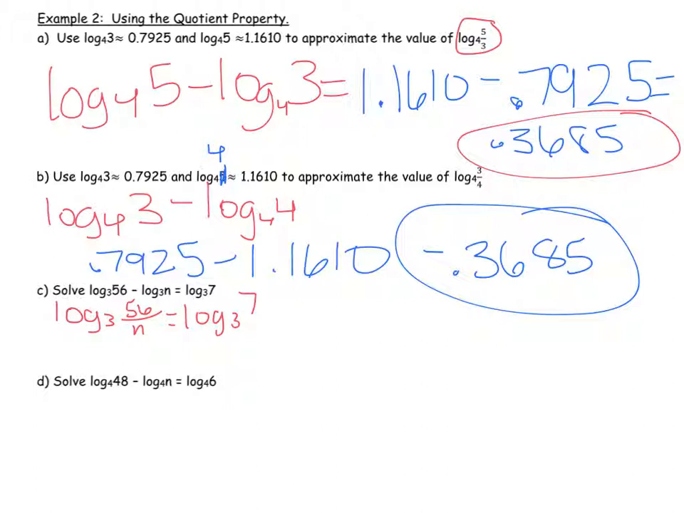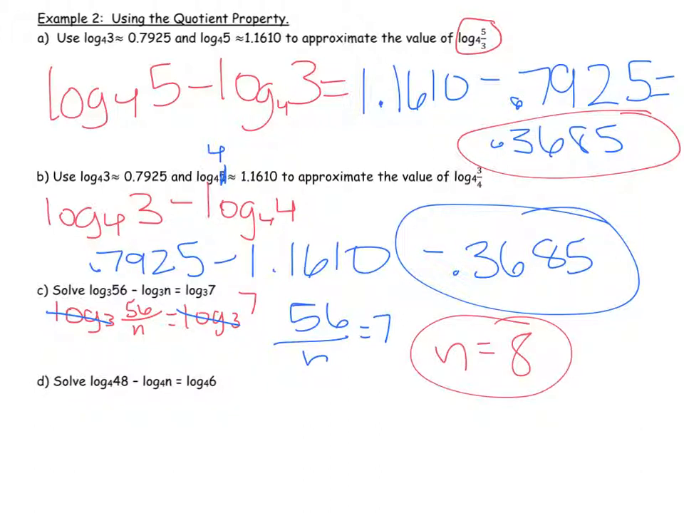And we don't want to forget all of our properties that we've learned before. So looking at this, we know that since they both have a log 3 on each side, we can go ahead and get rid of those log 3's so that we're just left with 56 over n equals 7. And so I ask myself, 56 divided by what equals 7? And so if I take 56 and I divide it by 8, it's going to give me 7, which means my final answer is going to be n equals 8.